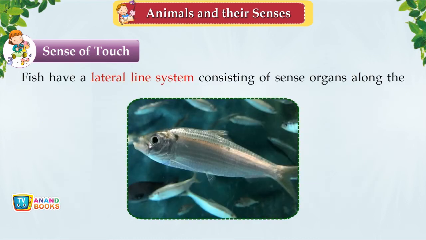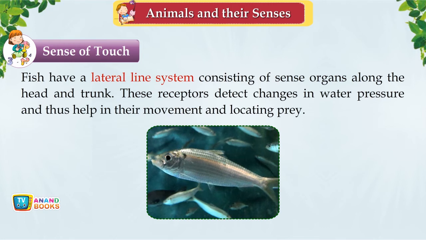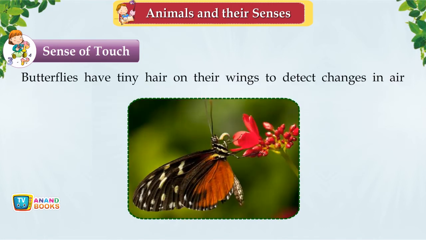Fish have a lateral line system consisting of sense organs along the head and trunk. These receptors detect changes in water pressure and thus help in their movement and locating prey. Butterflies have tiny hairs on their wings to detect changes in air pressure.